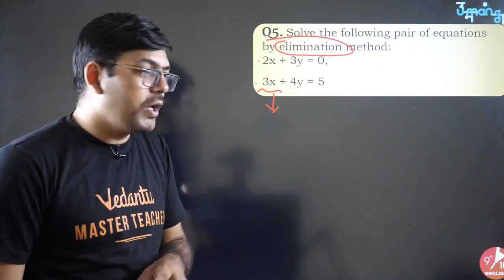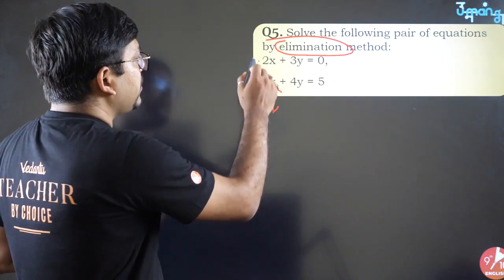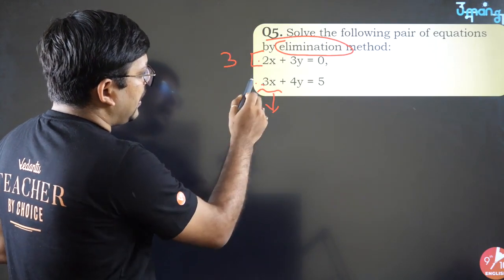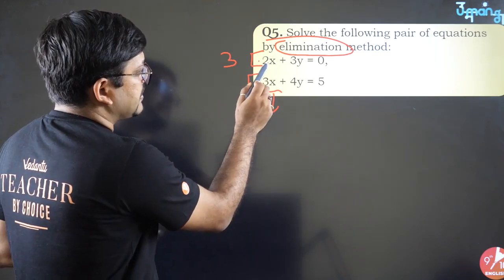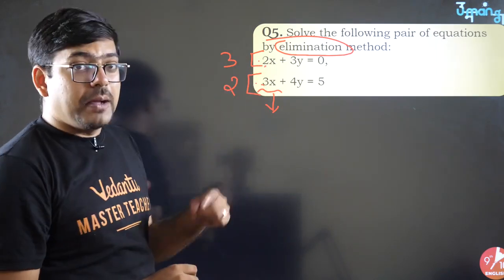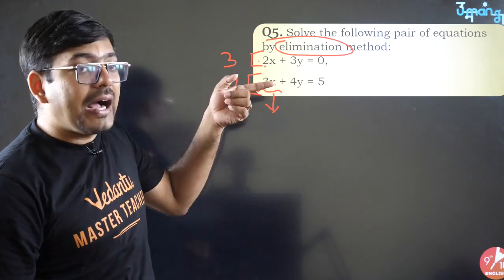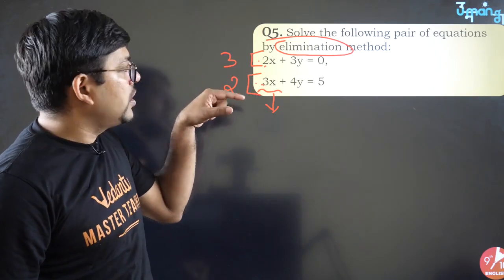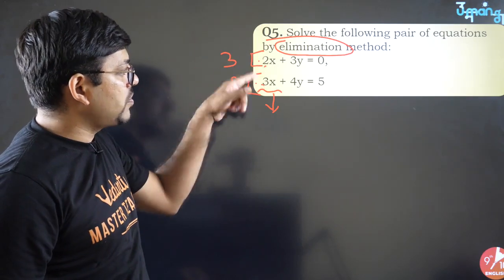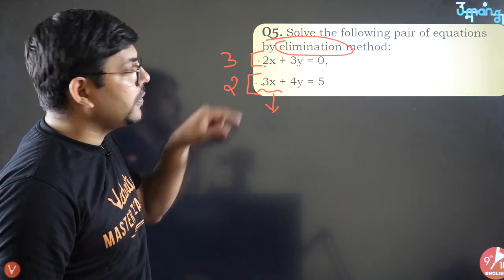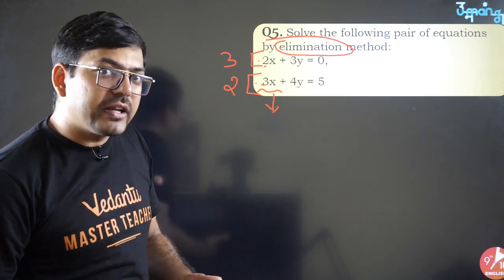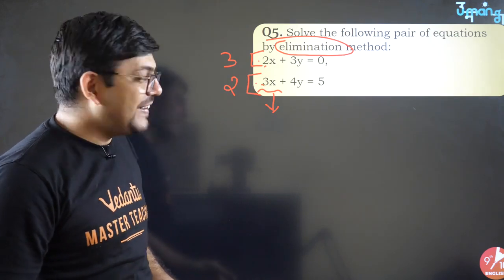as of now is to multiply the first equation with this number 3 and multiply the second equation with this number 2. Means multiplying the equations with the other coefficient. First equation with the second coefficient, and second equation with the first equation's coefficient. What benefit will it give you? How will it make your work easy?